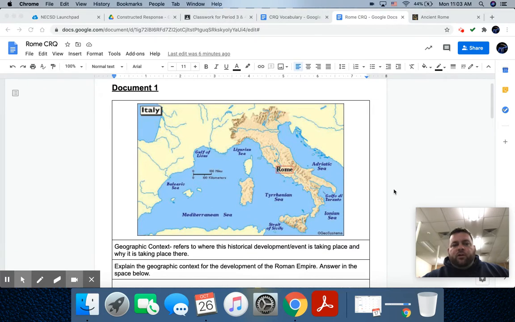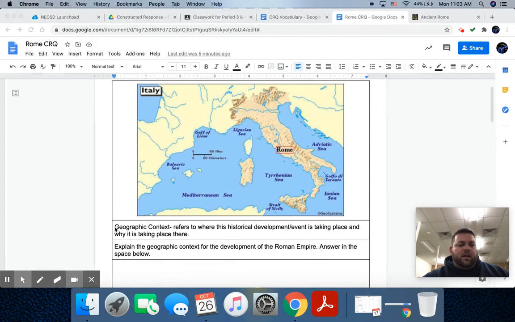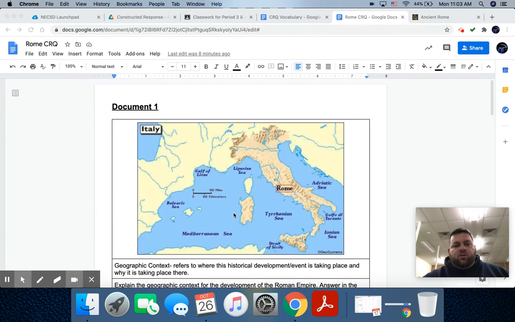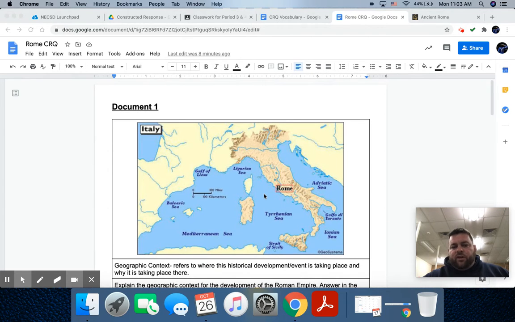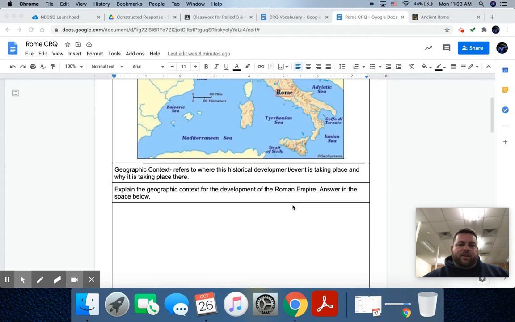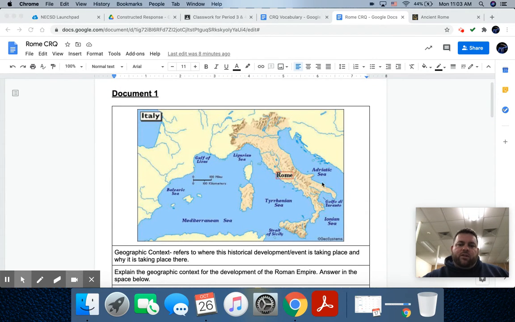The first question that we're going to ask you here is about geographic context. Just for your information, geographic context refers to where this historical development or event is taking place and why it is taking place there. The question that goes with this first document is: explain the geographic context for the development of the Roman Empire. Answer in the space below. Essentially, you have to discuss in the space provided how the geography shown on the map leads to the Roman Empire.